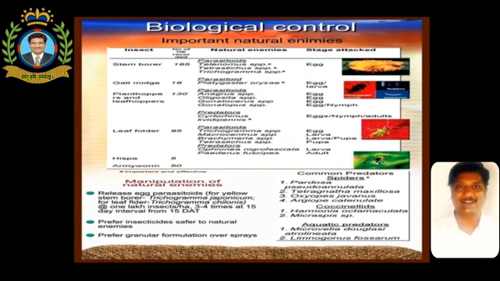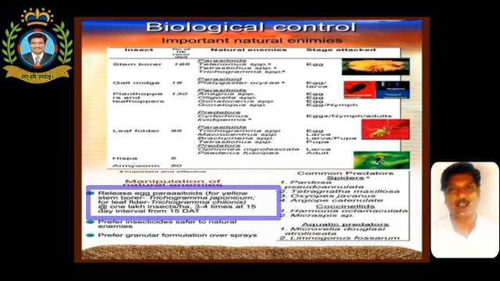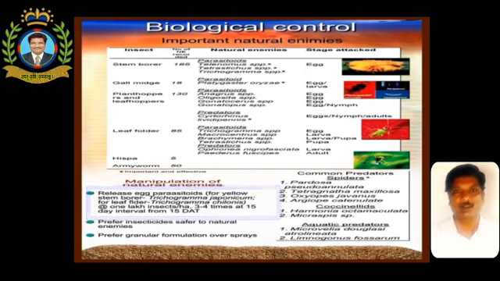These parasitoids can be released depending on the severity at the rate of about 50,000 to 1 lakh adults in an installment, for about 3 to 5 times at an interval of 15 days.